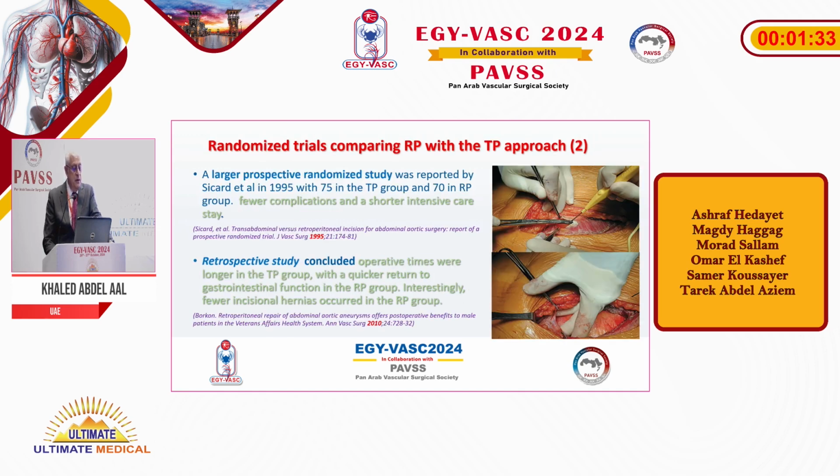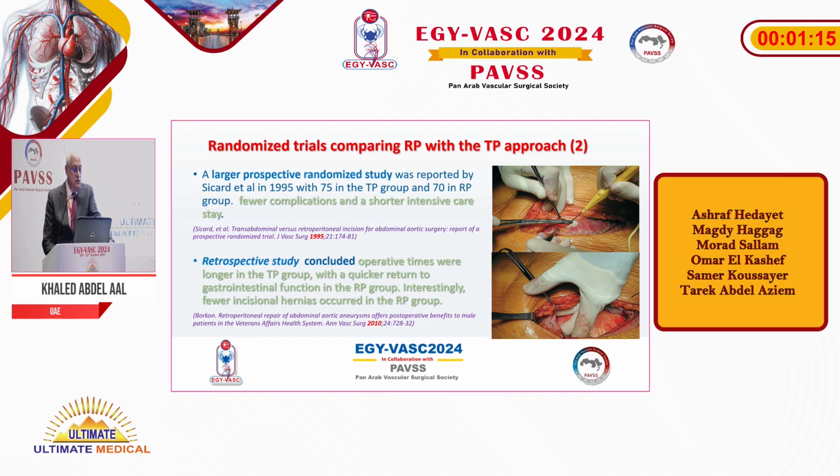A few years later, Darling confirmed this data with a prospective study published in 1992, but with only 27 patients. Sicard published again 3 years later, in 1995, a large prospective randomized study reporting 75 patients operated by the transperitoneal technique and 70 by the retroperitoneal technique, and he found fewer complications and shorter intensive care.